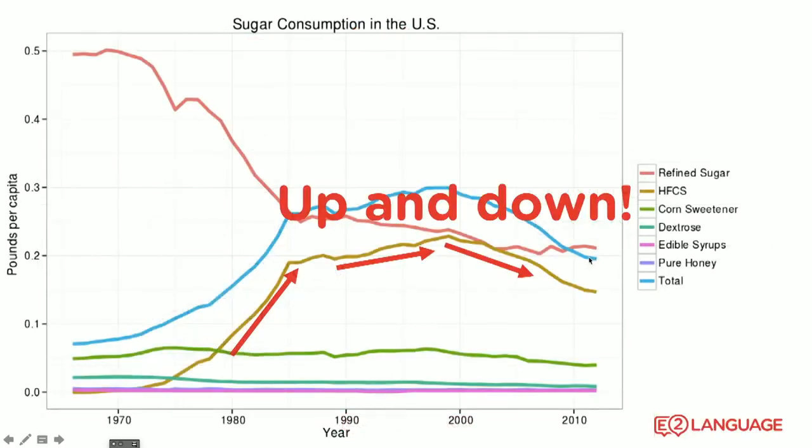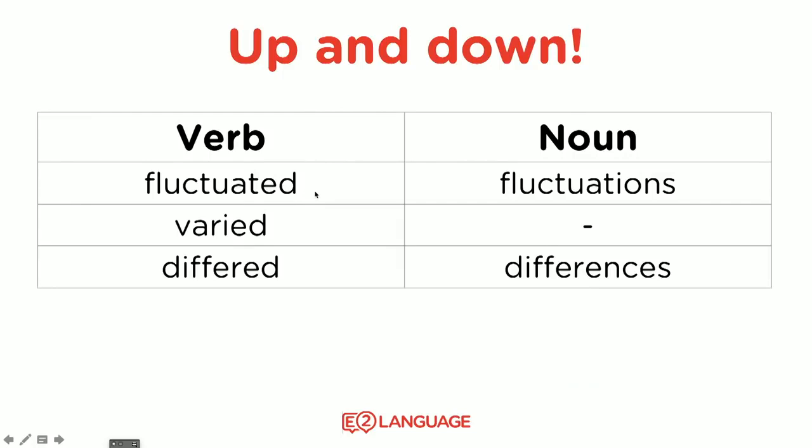Okay, last one. What do we say about lines that are going up and down? What's some good language, good vocabulary that we can use in our writing task 1? Well, fluctuated is a nice one.